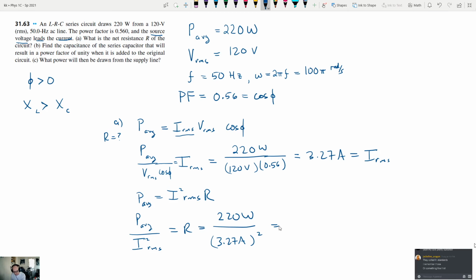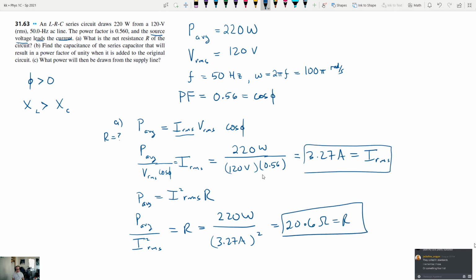I've got to divide by that twice, right? Divide by 3.27. 20.6? Yeah, 20.6. Okay, so we've got this. This is probably useful, so I'll box it in. Okay.